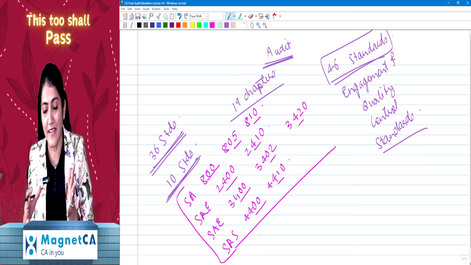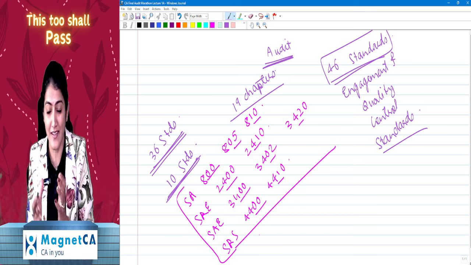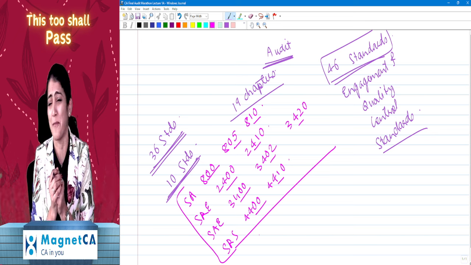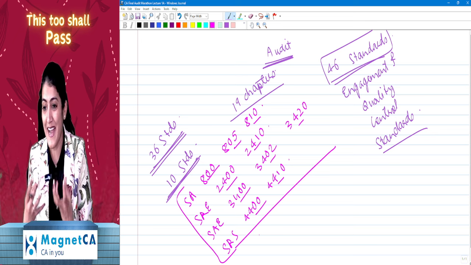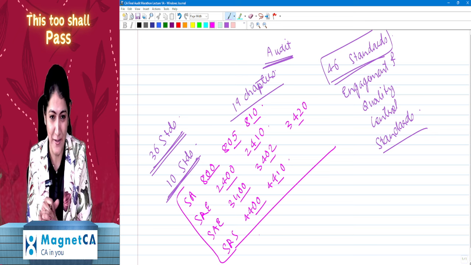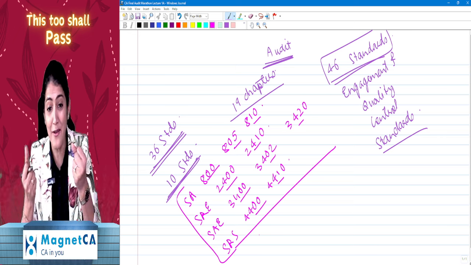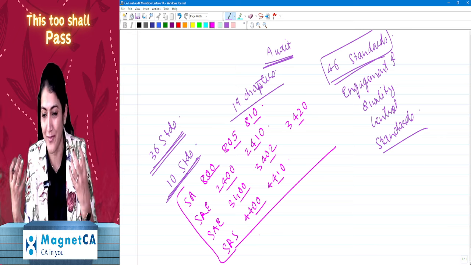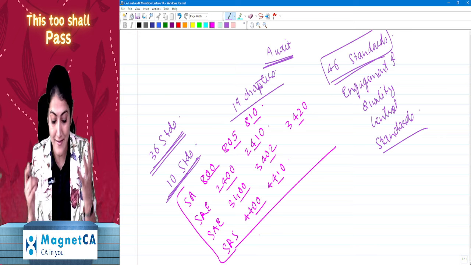There used to be a time when I used to teach all these 46 standards and then these 10 standards went away. I was so disappointed. Oh my God, standards, something very near and dear to me, and then it went away. And then it came back. It was all old memories flooding back of the discussions of those particular standards.